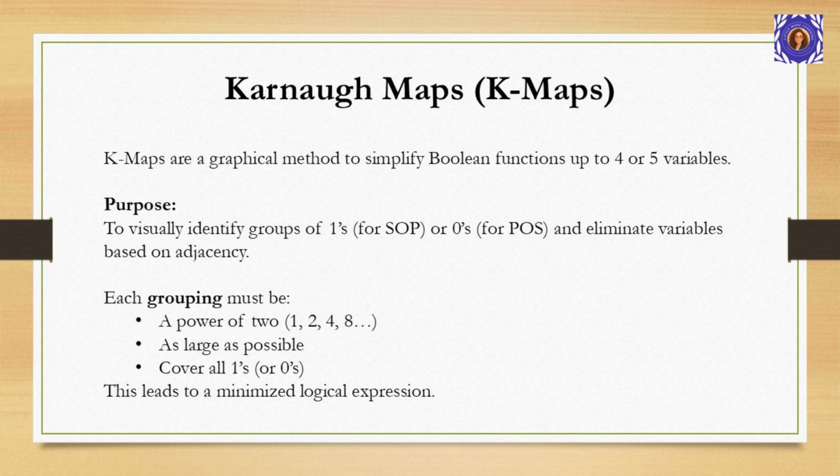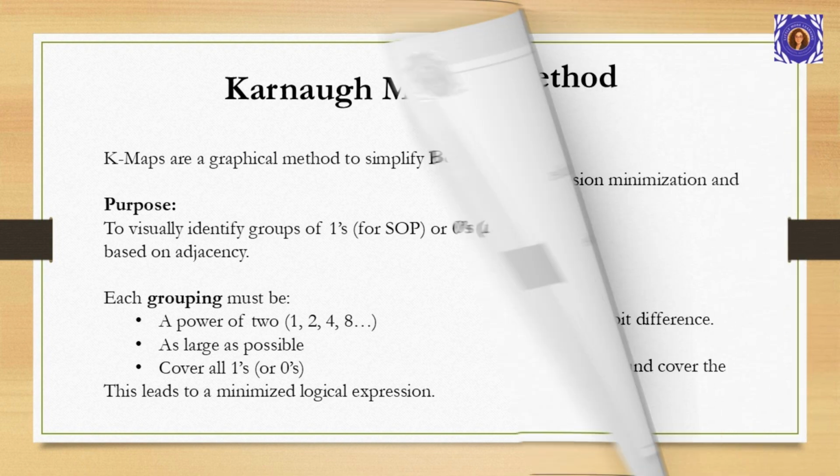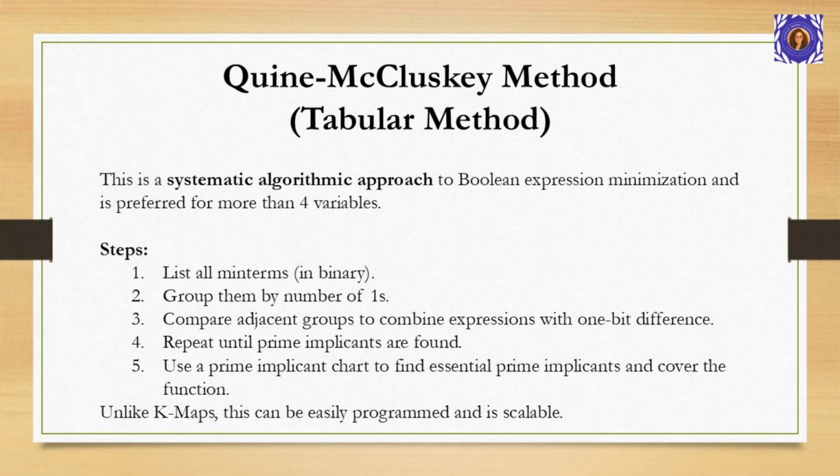The key rules for K-maps are: each group must contain a power of 2 cells: 1, 2, 4, 8, and so on. Groups should be as large as possible. All ones must be covered for SOP form, or all zeros for POS form. K-maps help us visualize adjacencies and identify which variables can be eliminated through Boolean laws. For functions with more than 4 variables, K-maps become unwieldy.